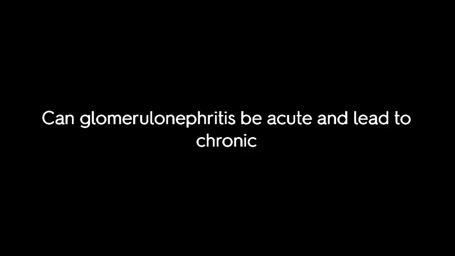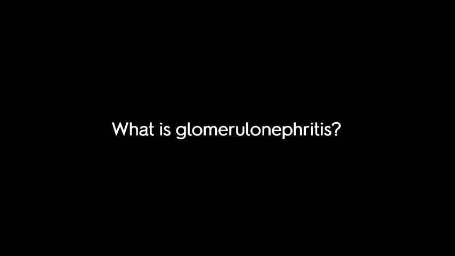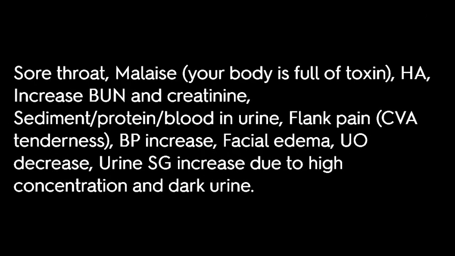Can glomerulonephritis be acute and lead to chronic? Yes. What is glomerulonephritis? It is the inflammatory reaction in the glomerulus. Antibodies can lodge in the glomerulus, causing scarring and decreased filtering. The main cause of glomerulonephritis is strep. What are the glomerulonephritis SS? Sore throat, malaise, HA, increased BUN and creatinine, sediment, protein and blood in the urine, flank pain, BP increase, facial edema, UO decrease, urine SG increase due to high concentration, and dark urine.